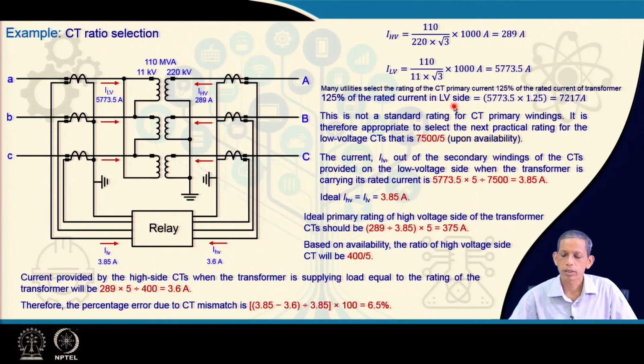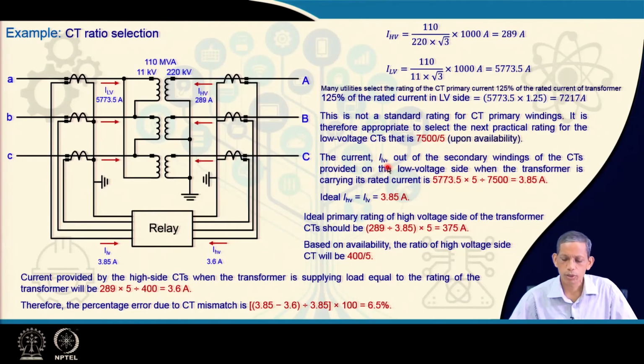So, the primary current for the rated low voltage side becomes 5773 times 1.25, that is 125%, which equals 7217 ampere. But we may not get a CT of exactly that value, so standard ratings will apply. Let us assume that upon availability this becomes a 7500 to 5 CT for the low voltage side.